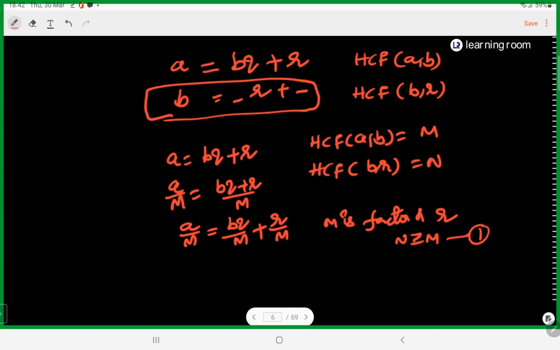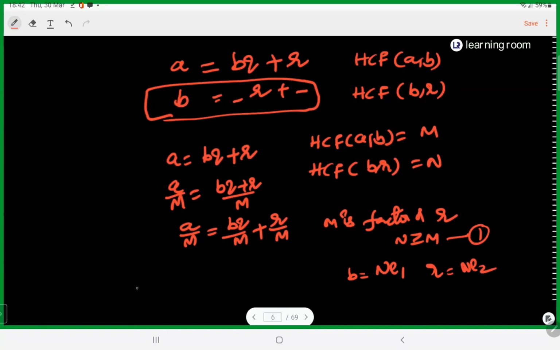So when we say that HCF of b comma r equals n, can I write b equal to some n into L1, where L1 is some integer? Can I write r as some n into L2? Because n is a common factor, no?